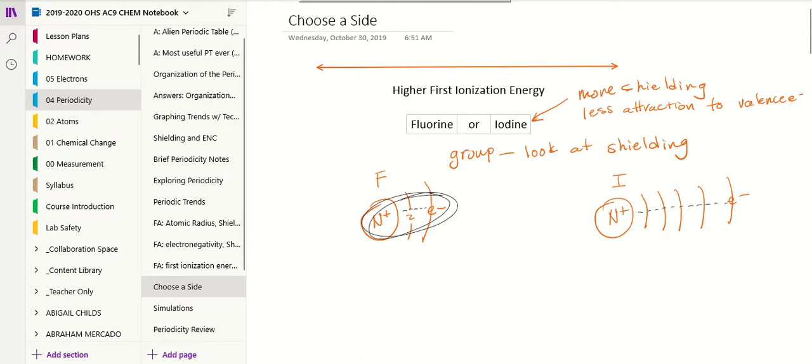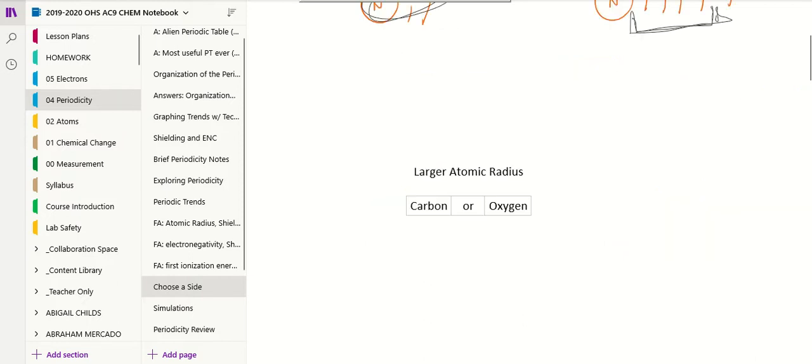So in terms of first ionization energy, fluorine should take much more energy to pull an electron off. It has a much higher first ionization energy than iodine. Much higher. Why? Because iodine has so much more shielding. All this shielding makes it easier to pull this electron off. Questions? Let's try this one.